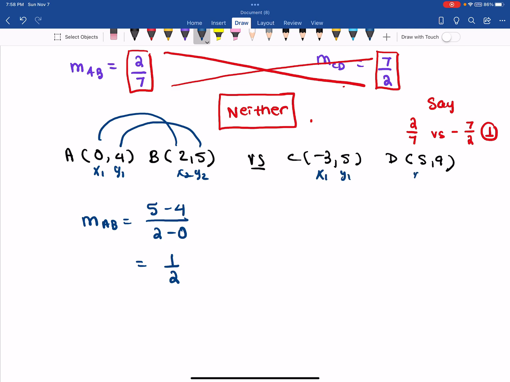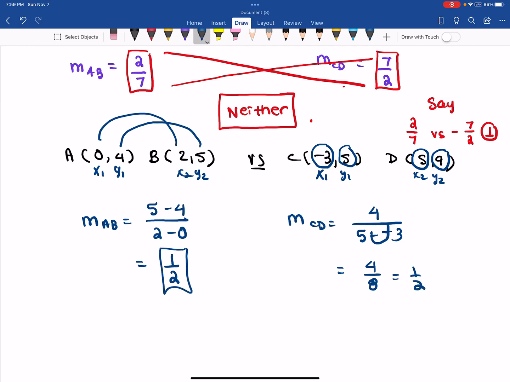x1, y1, x2, y2, we're doing slope CD. Okay, so take the difference between the second numbers, that is 4, and then take the difference between the first 2 numbers, but then notice that it's another double negative. So that's going to turn into a positive. So 4 over 8 is 1 over 2. Did you notice that they are identical? So because the slopes are exactly the same, these two are parallel to one another. It'll be like this.